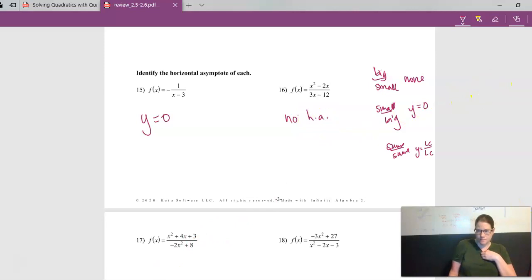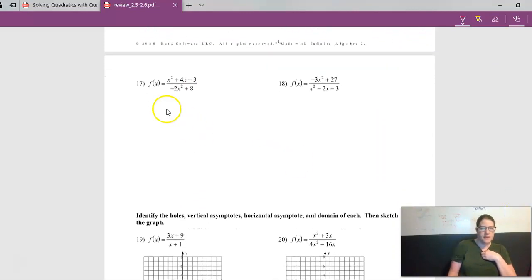17 is the same over the same. So the leading coefficient on the top is 1 and the leading coefficient on the bottom is -2. So there would be a horizontal asymptote at y equals -1/2. This one is also second degree over second degree, so y equals leading coefficient of -3 over 1, which is just equal to -3.